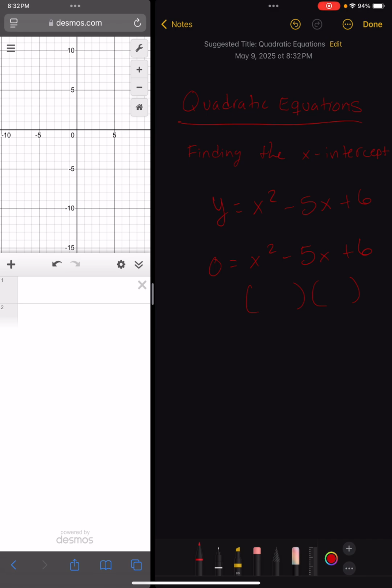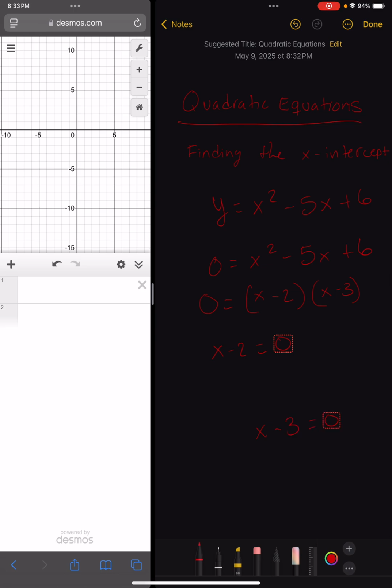And we get x times x is x squared. And negative 2 times negative 3 gives us positive 6. And when you add them together, they give you negative 5. Right? So we're going to separate these two. X minus 2 equals 0. And x minus 3 equals 0.